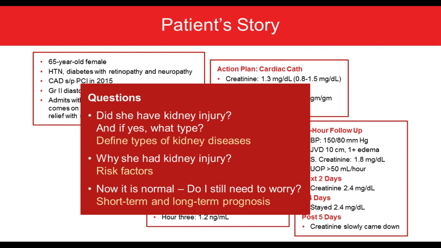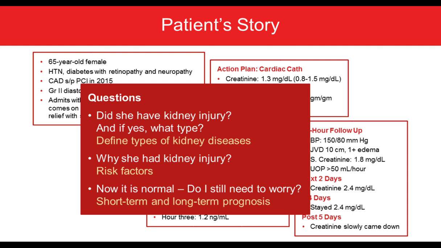Her creatinine went up, and if yes, what kind of kidney injury did she have? So I'm going to talk about different types of kidney disease. The next question is, why did she have kidney injury? She was looking okay. Her creatinine was only 1.3 to begin with. So to understand that, we'll talk about the risk factors.